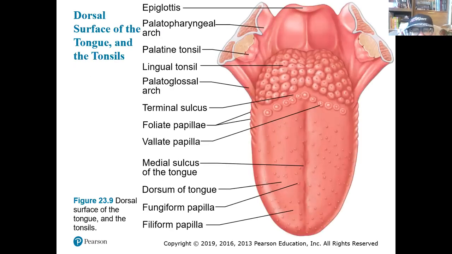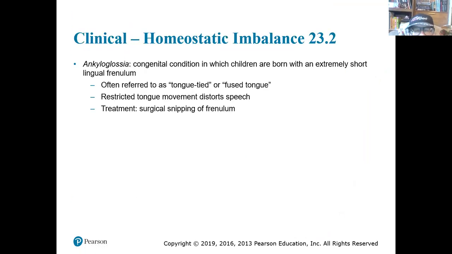So here's what we are talking about. These are the V-shaped line of vallate papillae. The foliate ones are on the side. You can imagine it looks like a bunch of leaves that are laid down. The medial sulcus means the middle groove on the tongue. Dorsum for the top. Fungiform are fungus shaped, mushroom shaped. Filiform are like a file. Those tend to be long and pointed on the end.